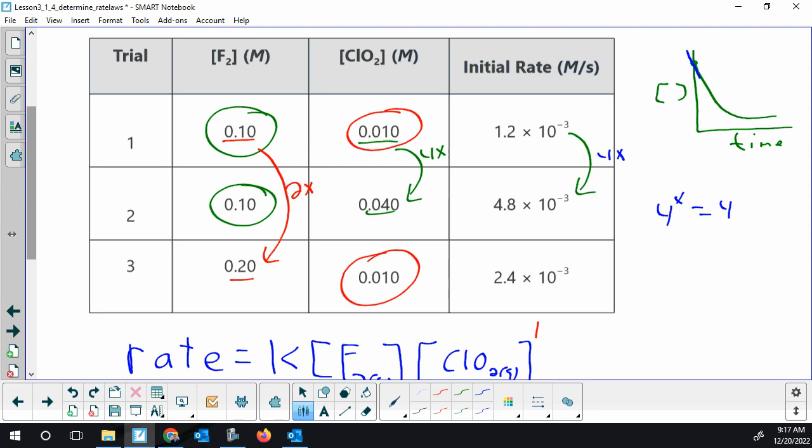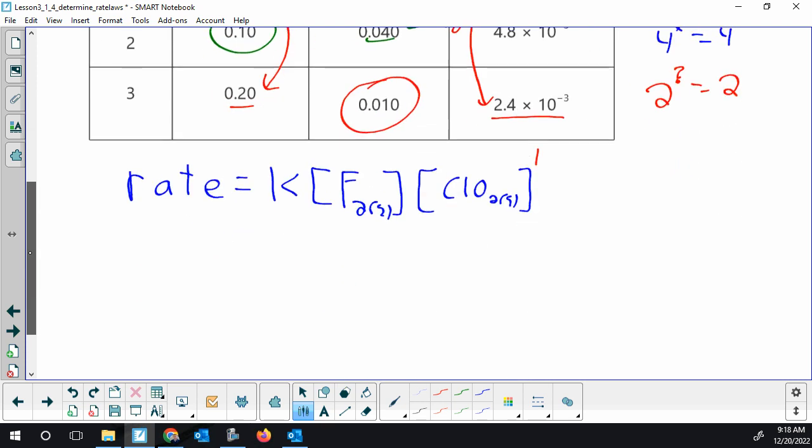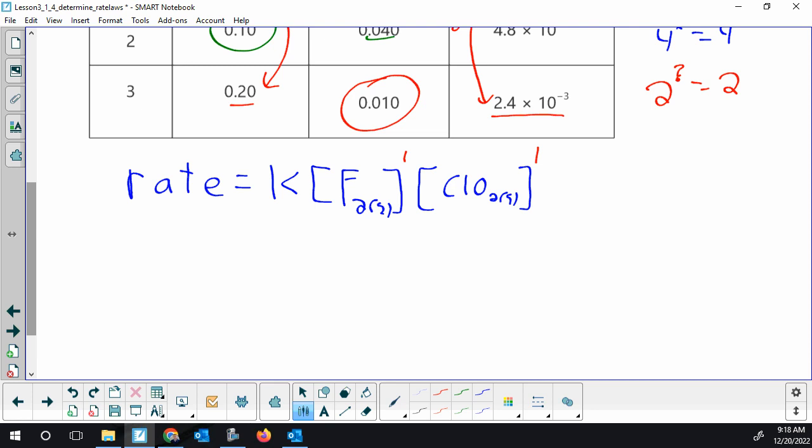And then we'll look at the rates. And 1.2 to 2.4, that's a double. So the concentration was a double, and we're to some power, equals the rate ratio, which is 2, so that question mark is also a 1. In each case, we're seeing first order kinetics for both chemicals. Whatever ratio you apply to the concentration, the rate shows up as the same ratio. So first order for each chemical, second order overall would be our kinetics for this reaction.